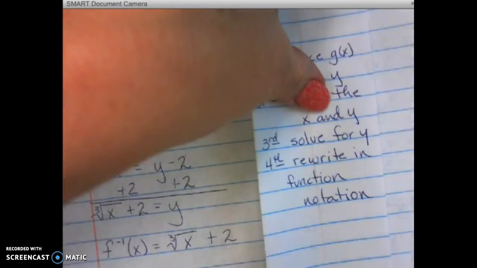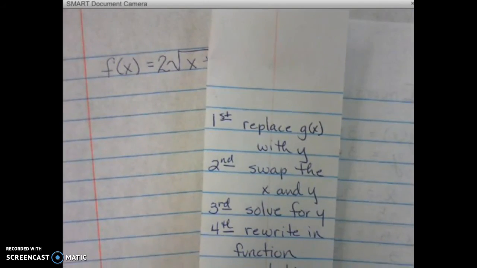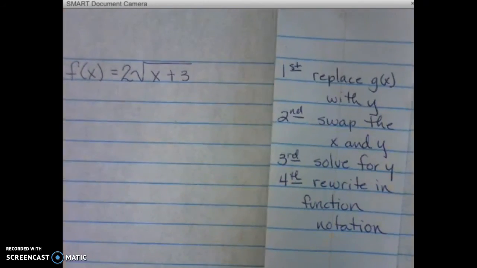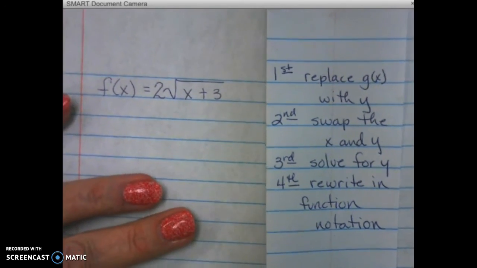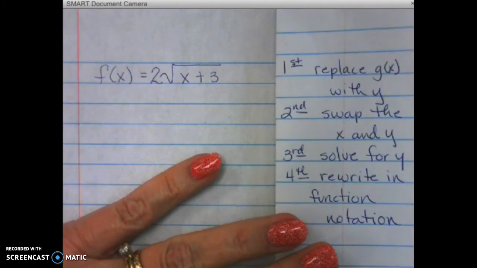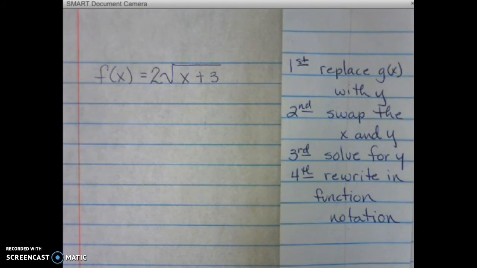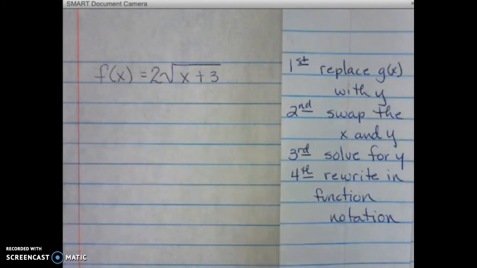Let's go through and do another example. Let me slide this out of the way. Let's keep our steps over here so that we have them handy and can refer back if we need to. So again, I'm going to replace my f of x with y. Let me take a second and I'll give you a moment to write this down.